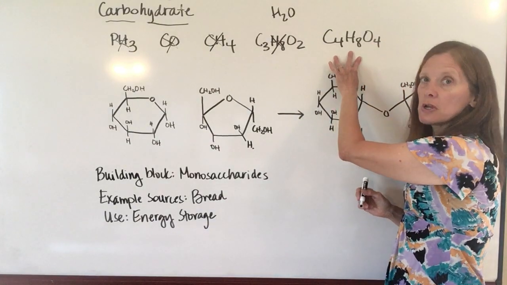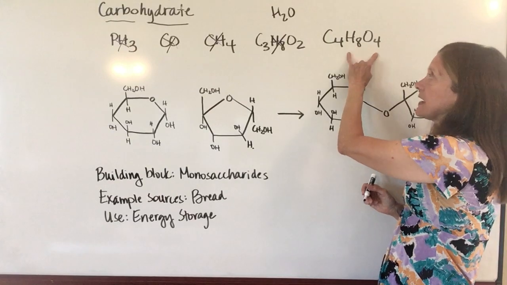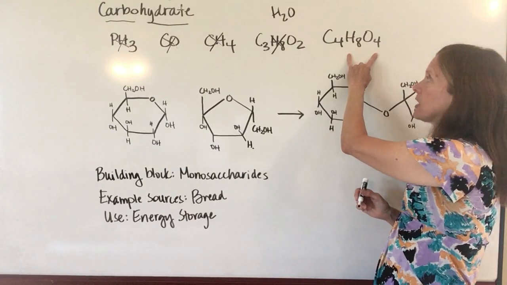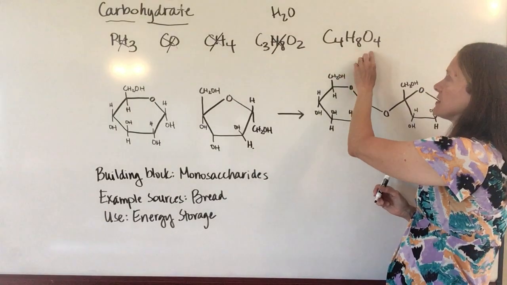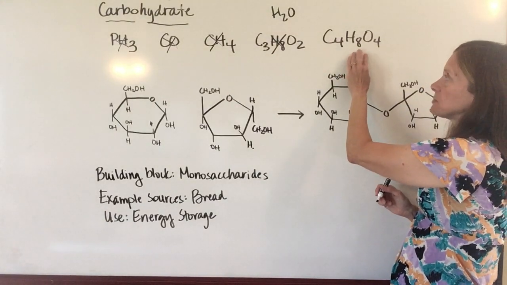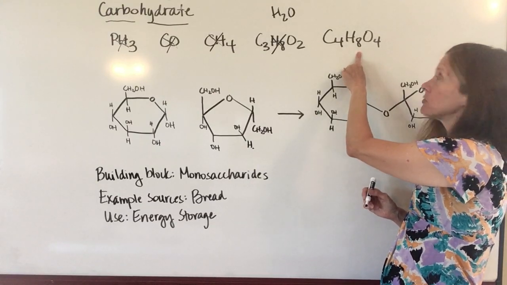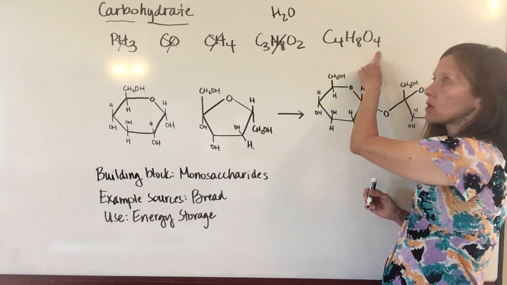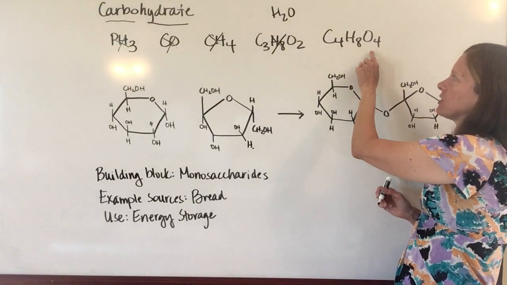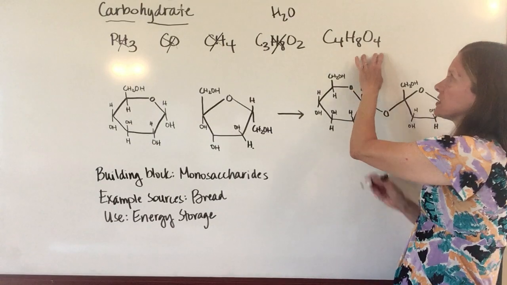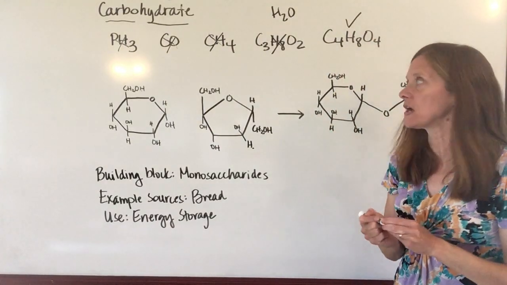So this is not a carbohydrate because the hydrogen and oxygen are not in the right ratio to one another. Well, how about this one over here? I have carbon, I have hydrogen, I have oxygen. Are the hydrogen and oxygen in the right ratio? C4H8O4. Well, yes, because here I have twice as much hydrogen as I do oxygen. I have 8 atoms of hydrogen and 4 atoms of oxygen. So there's twice as much hydrogen as there is oxygen. So yes, this one is a carbohydrate.